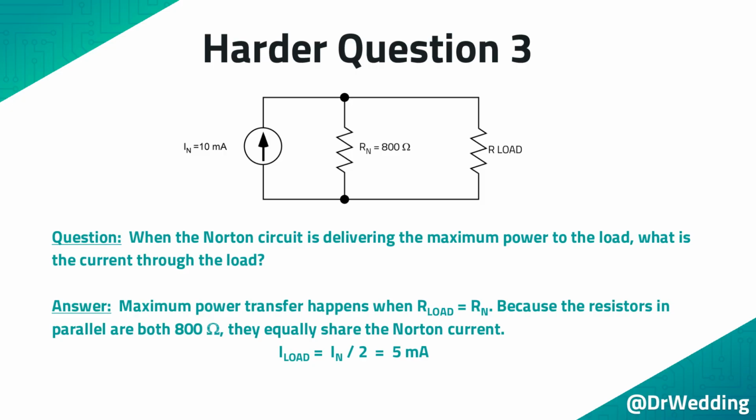Question 3 is a little harder. When the Norton circuit is delivering the maximum power to the load, what is the current through the load? Maximum power transfer happens when the load resistor is equal to the Norton resistance. Because the resistors in parallel are both 800 ohms, they equally share the Norton current. Both resistors get half of the Norton current. So the load resistor will have 5 milliamps flowing through it, and the Norton resistance will also have 5 milliamps flowing through it.